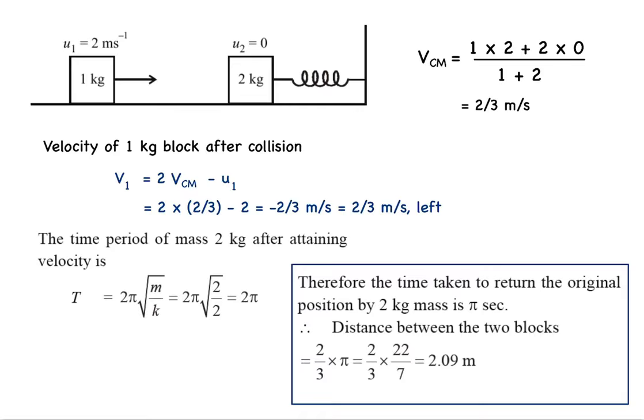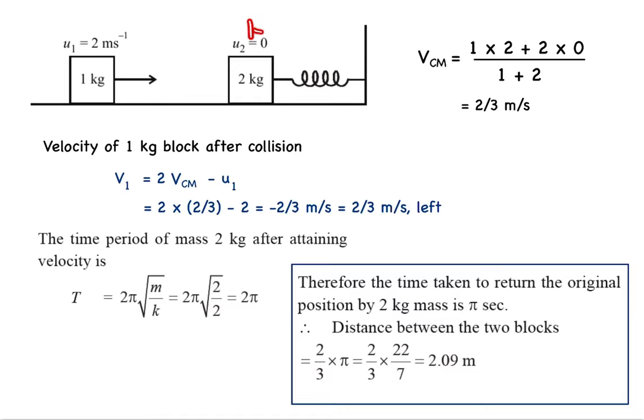So the velocity of the 1 kg block after collision can be given by v1 = 2 vcm minus u1. It comes out to be minus 2/3 meter per second. The negative sign denotes the direction has reversed. So basically the 1 kg block, after collision, is going in the left direction with velocity 2/3 meter per second. Now when this block gains velocity, it will perform SHM.